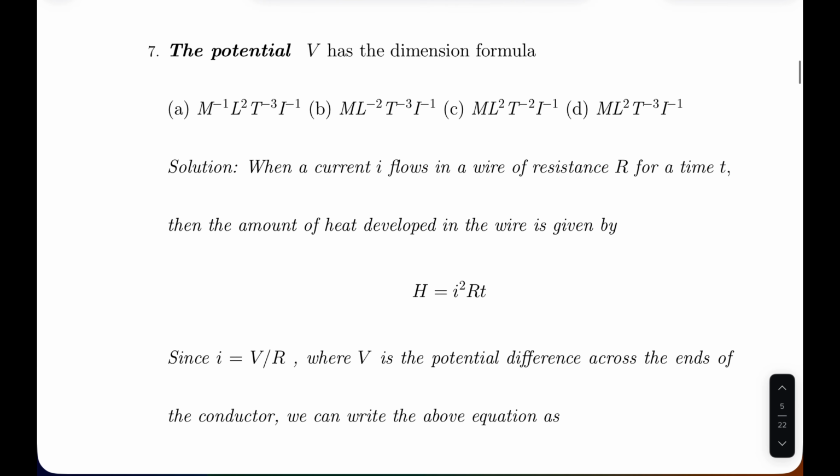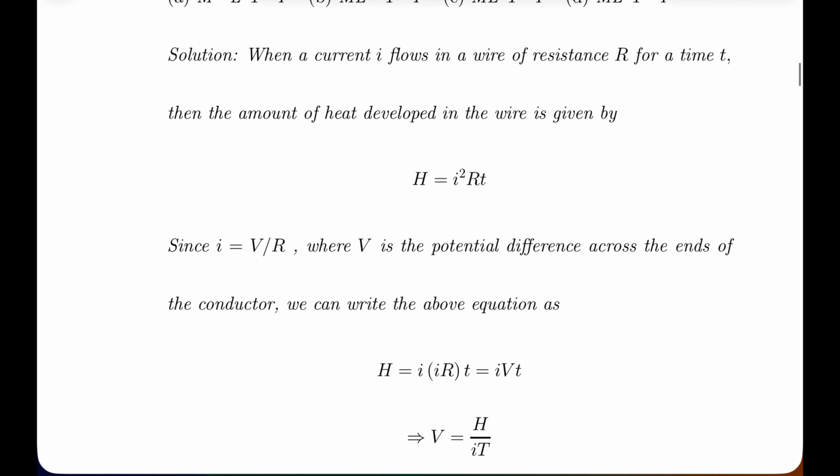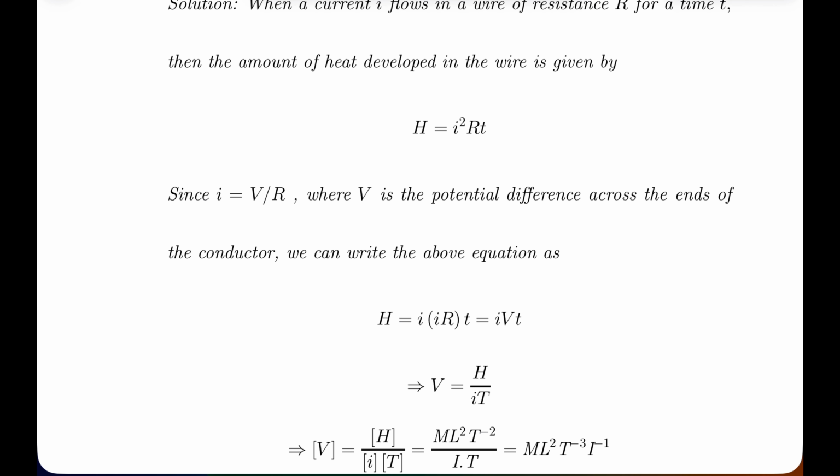Next, we have to find the dimensional formula for potential V. We have the four options given here: A, B, C, and D. We know that when a current I flows in a wire of resistance R for a time t, the amount of heat developed in the wire is given by the formula H equal to I squared R T. Since I equal to V upon R, where V is the potential difference across the ends of the conductor and R is resistance, we can write the above equation as H equal to I into IR into T, that is I V into T, or V equal to H upon I into T, with small t for time.